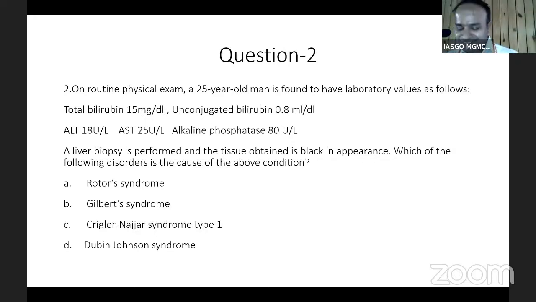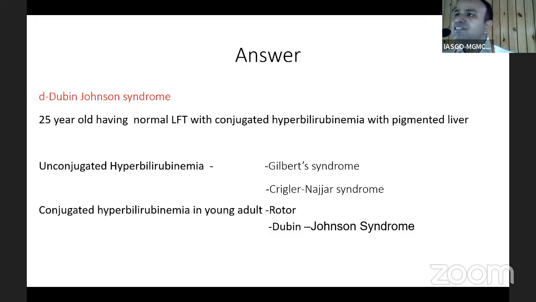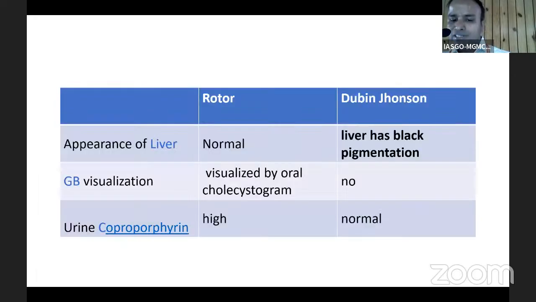Dubin-Johnson. Yes, the answer is definitely Dubin-Johnson, because the person has conjugated hyperbilirubinemia with a pigmented liver, and Dubin-Johnson causes a problem in the transport of bile, which causes the pigmentation of the liver.